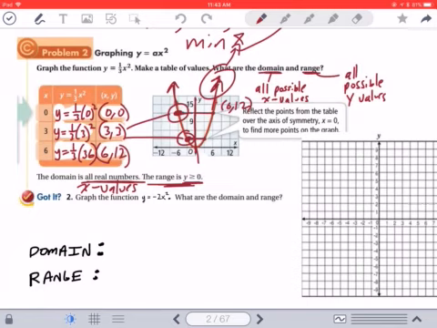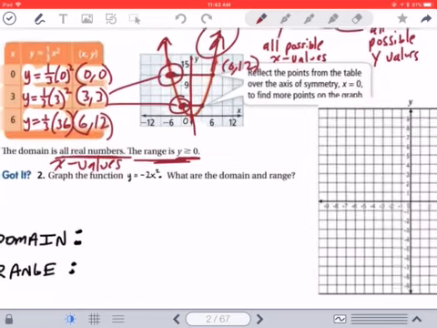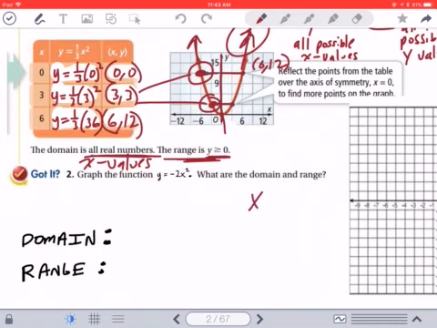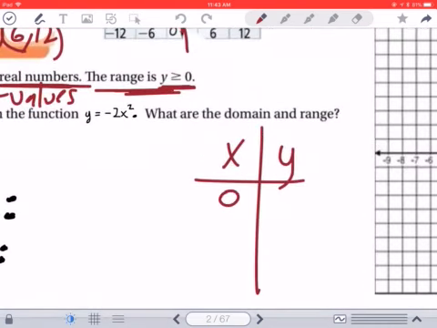All right, last one for today. We're going to break this down into 2 days, 9-1 and 9-2. Graph the function y equals negative 2x squared, and what are the domain and the range? So if I graph this function, I probably want to make a table for this somewhere. So I'm just going to make a table over here, and I'm going to plug in some values. And just pick 0, 1, and 2 would be fine.